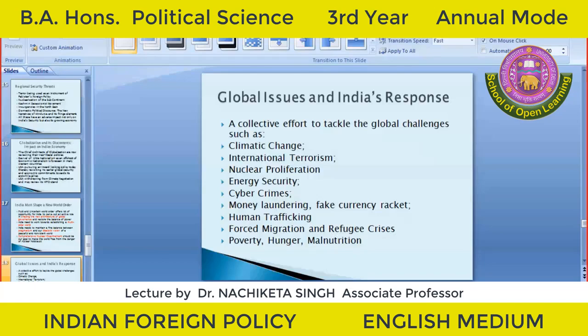There are challenges like cyber crimes, money laundering, fake currency. These are all non-conventional security threats to the states today. Human trafficking, migration, forced migration, refugee problem, poverty, hunger, malnutrition. All these are very, very comprehensive issues and challenges before the international community. So India as a nation state subscribes to the idea of a global order, which is based on the appreciation and understanding of these problems for all nation states for all times to come.